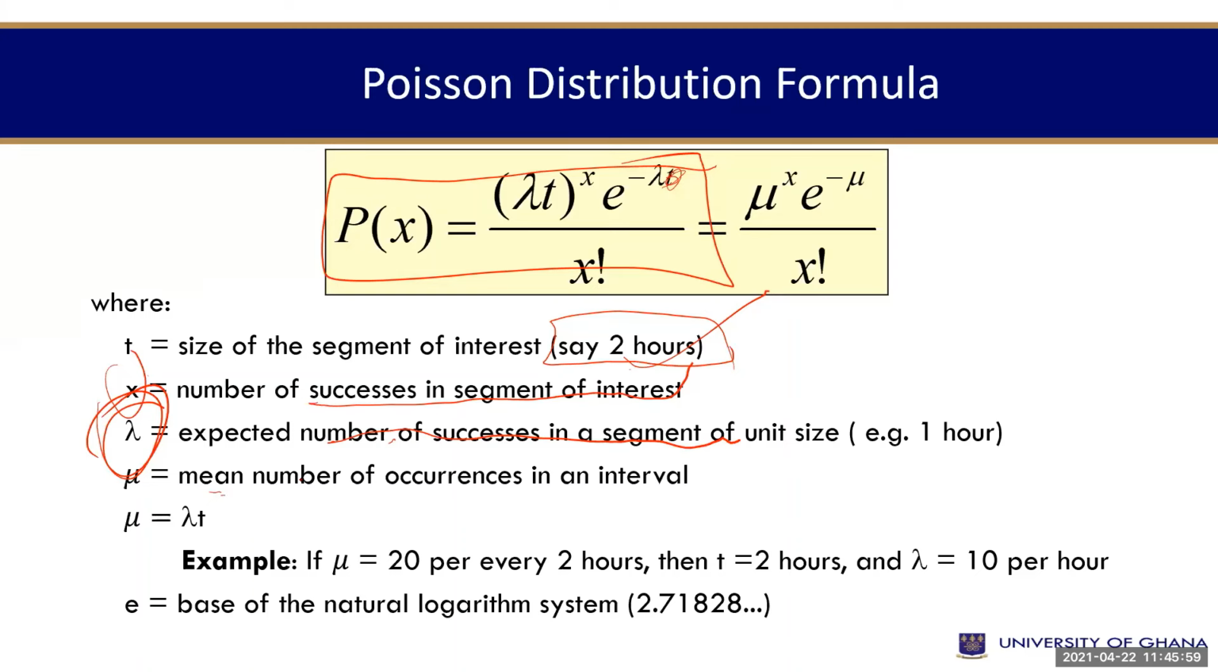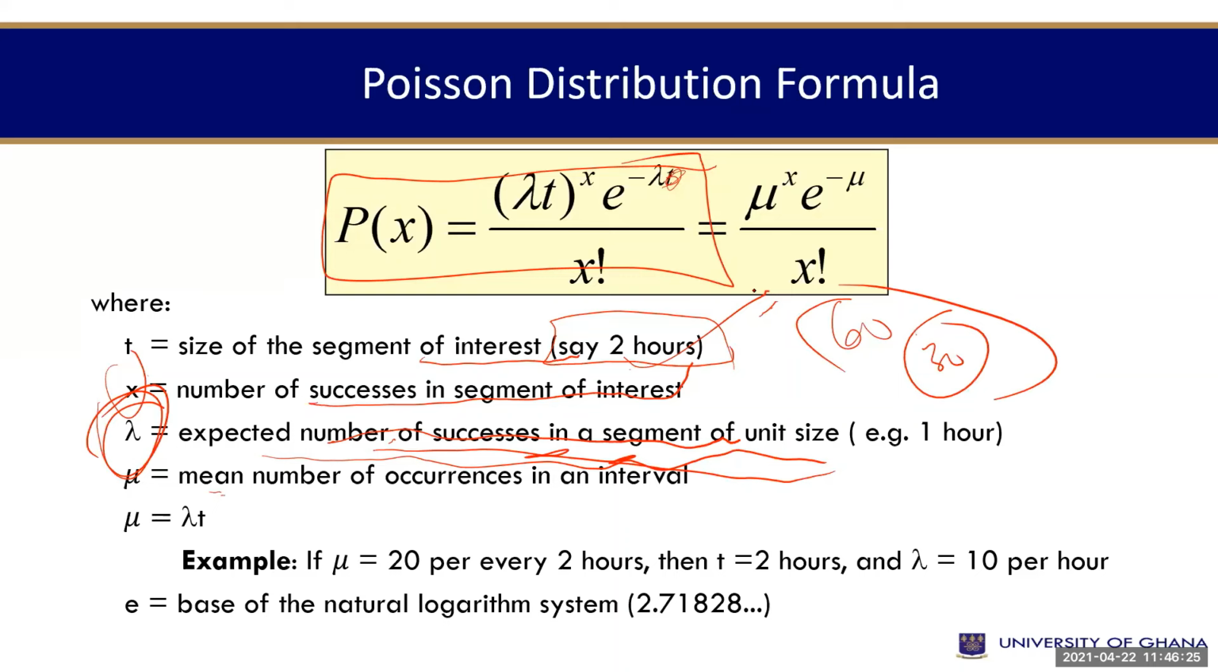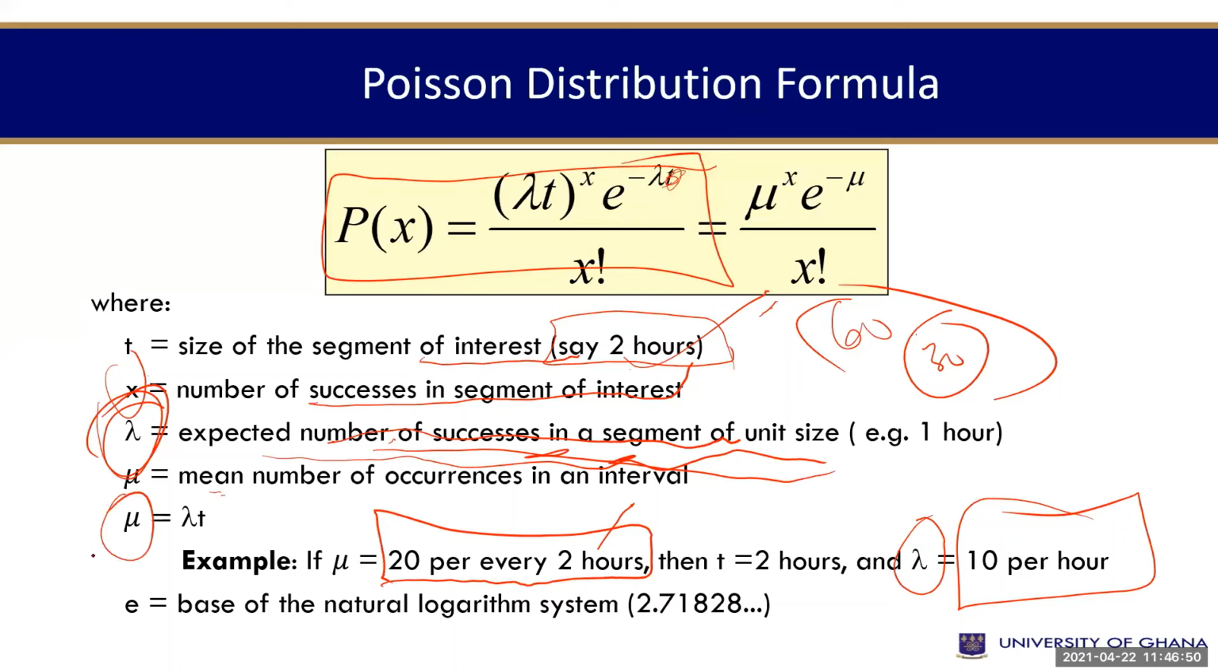Then we can find the mean, which we've expressed as the time of the segment times the expected number of successes. So if you have like 1 hour, and you are having like a 15 minute occurrence, then we know that for 60 minutes, the expected number of successes is within 30 minutes. Please note that, for example, if we have a mean of 20 per every 2 hours, the 2 hours is the size of the segment. Then we can say that our lambda is 10 per hour. Please note that given the lambda as 10 per hour, our mean can be computed by looking at what?